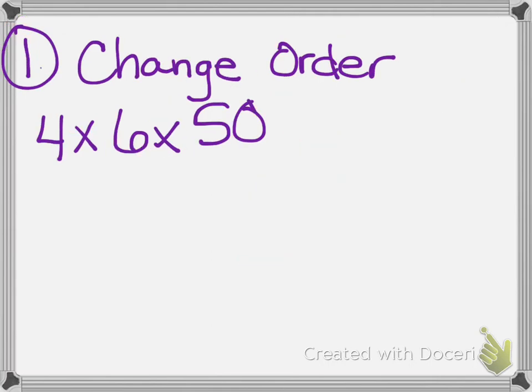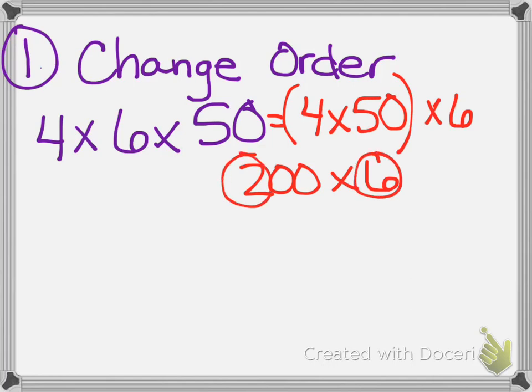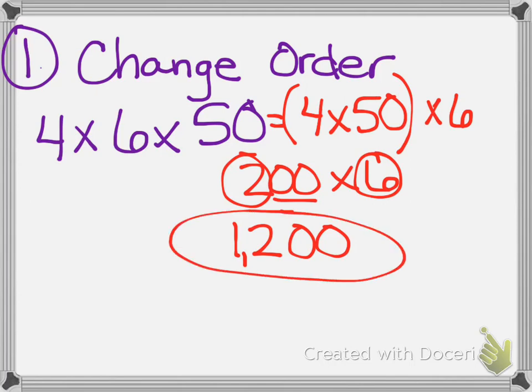Here's another example of changing the order. I see that I could really do 4 times 50 first, because that makes sense to me, and then I'll times that by 6, so I'll put parentheses around that. I know 4 times 50 is 200, then I'll multiply that times 6. I sometimes like to circle my basic facts, so I know 2 times 6 is 12, and then I have 2 zeros between the two factors, so I need to place 2 zeros, and we just technically went mental, or we're trying to teach the kids what they could do in their head to solve these problems.